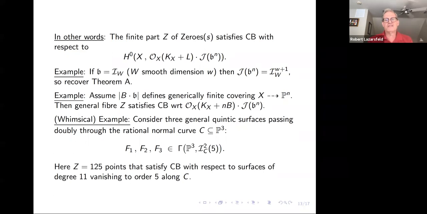So in principle, this is a stronger statement, but I haven't yet figured out how to use it in practice. And then, of course, you can make up a lot of whimsical examples. So here's a question that I'm sure has occurred to a lot of you.